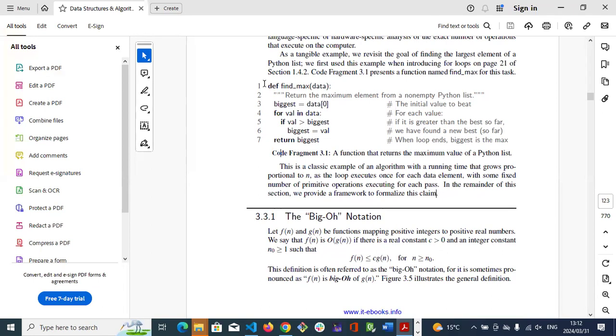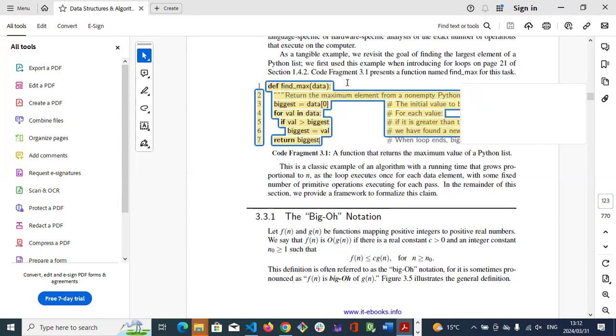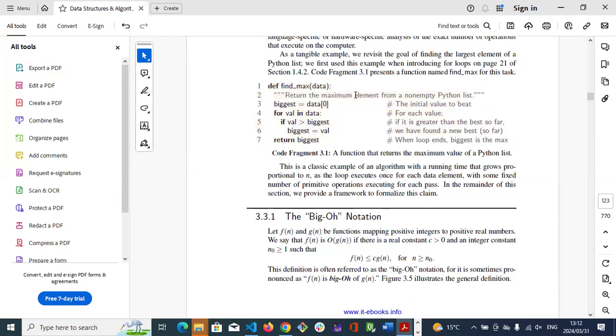Okay, we saw that we ran this function or method, which was a linear function because it only ran once on the list. Then in section 3.3.1, we have the big O notation.